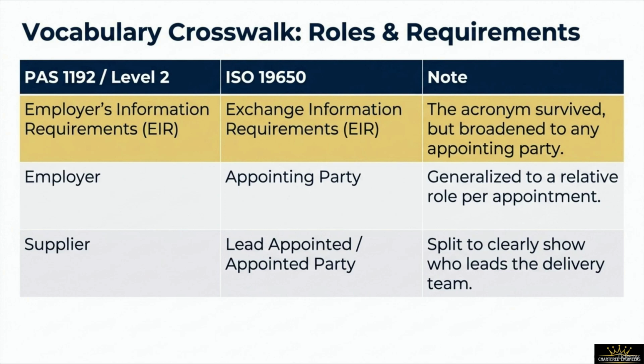Under the historic British PAS 1192 Level 2 framework, the primary client requirement document was known as the Employer's Information Requirements. Under ISO 19650, this has been updated to the Exchange Information Requirements, or EIR. While the functional acronym survived completely intact, the underlying definition has broadened significantly to encompass any appointing party across any tier of the supply chain.